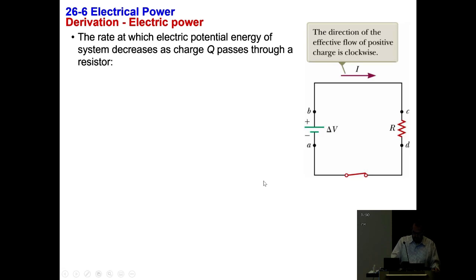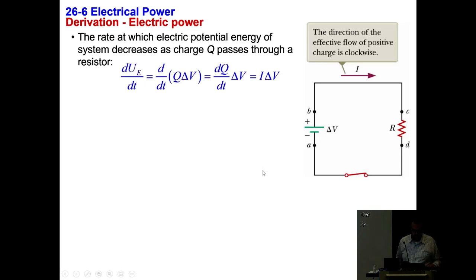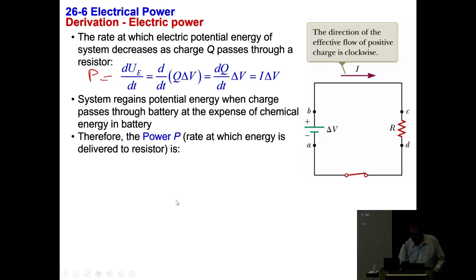Here we will go quickly through the derivation. The rate at which the electric potential energy of a system decreases as charge passes through a resistor is given by dU/dt. The potential energy U is Q times delta V, so we can write this as dQ/dt times delta V, because delta V does not change with time. And dQ/dt is the instantaneous current, so the power is equal to I delta V. When the current passes through the resistor, the potential energy decreases because it's dissipated in the resistor.